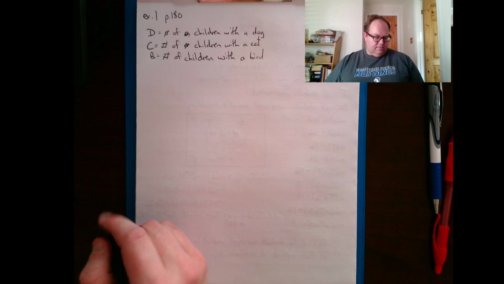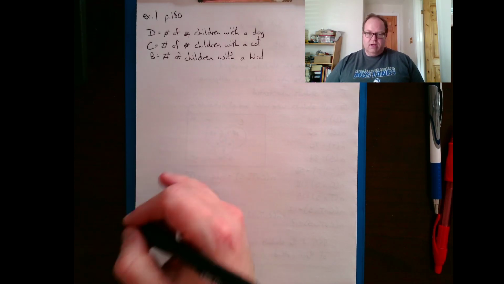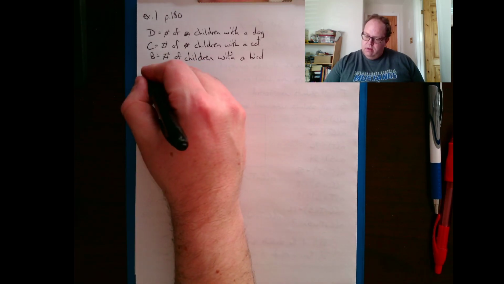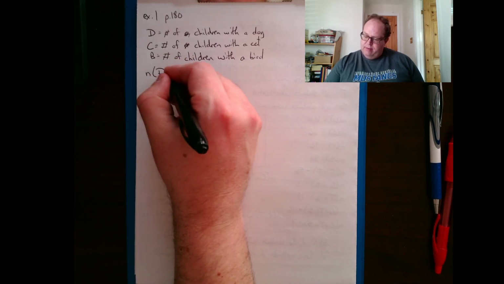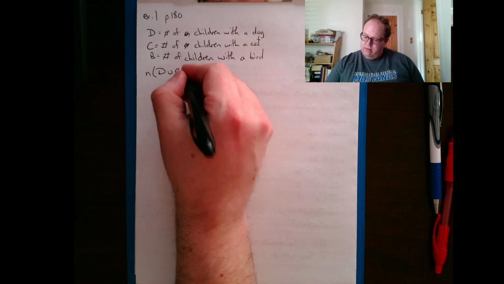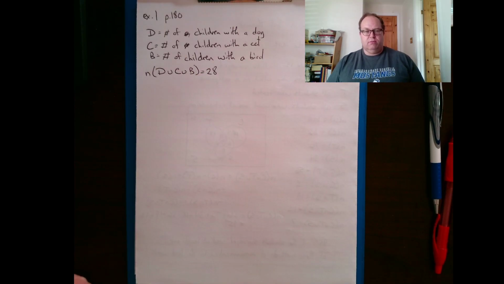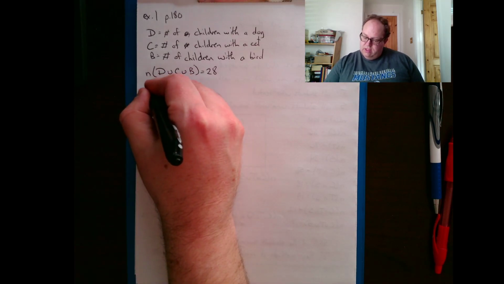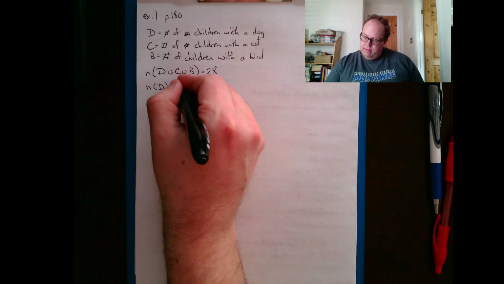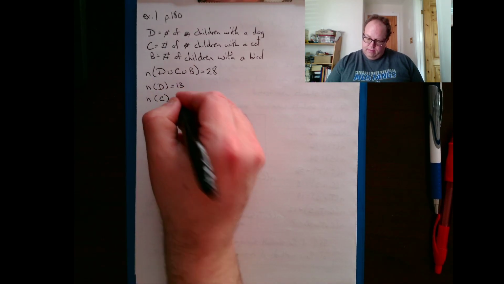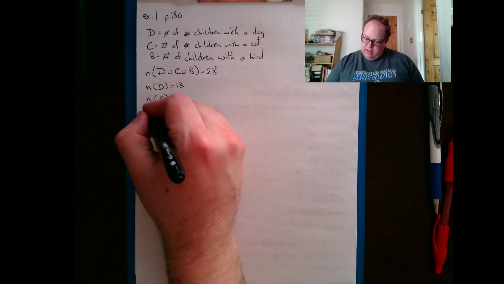Information that we're given. 28 children have a dog, a cat, or a bird, meaning they have at least one of those 3 animals. So that describes the union of those 3 sets. In the union of those 3 sets, there should be 28 children. 28 elements in the sets combined. We're told 13 children have a dog, 13 children have a cat, and 13 children have a bird.